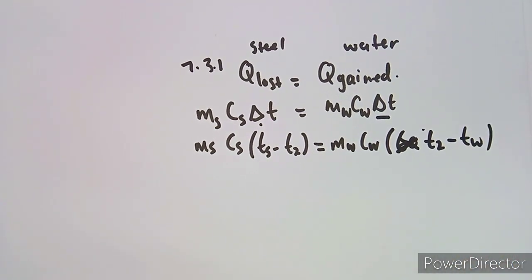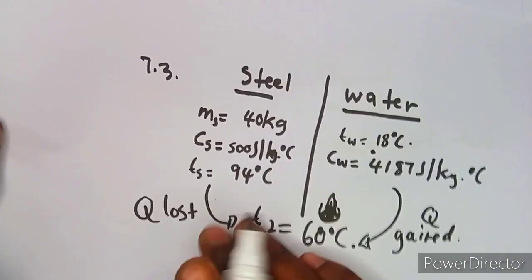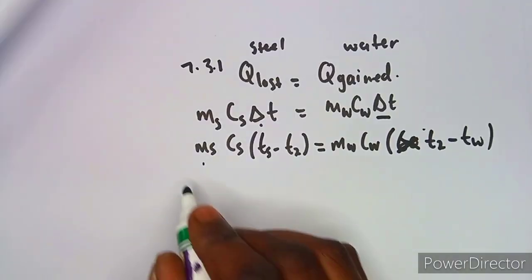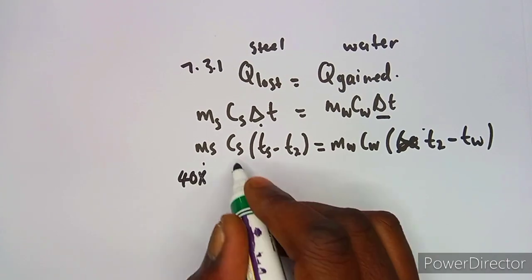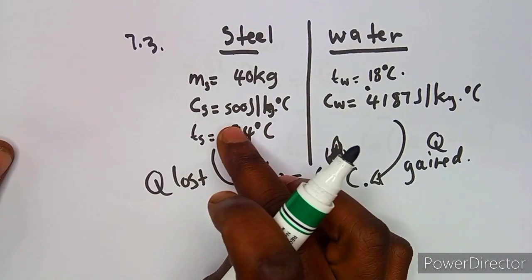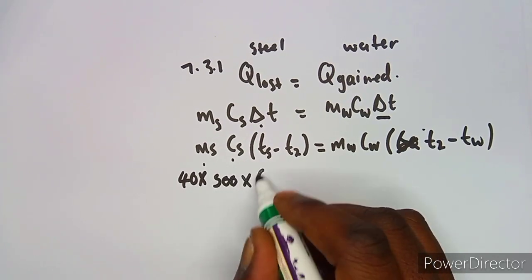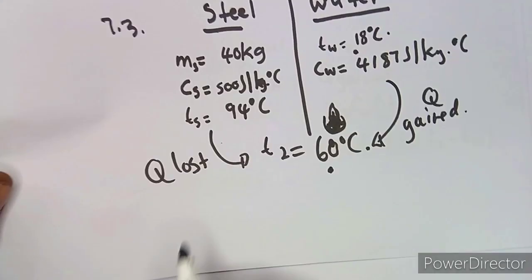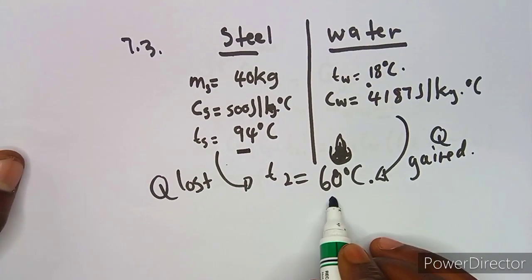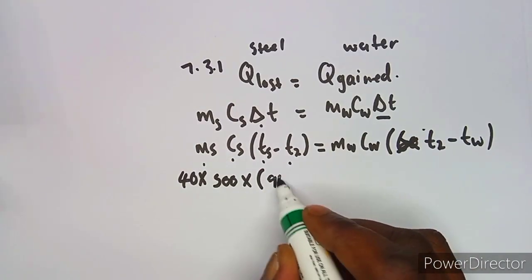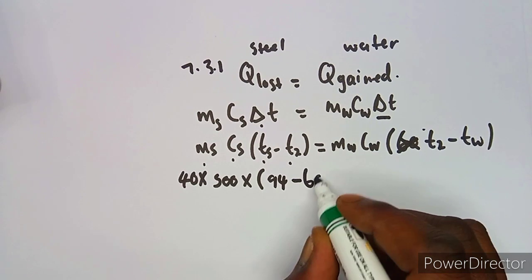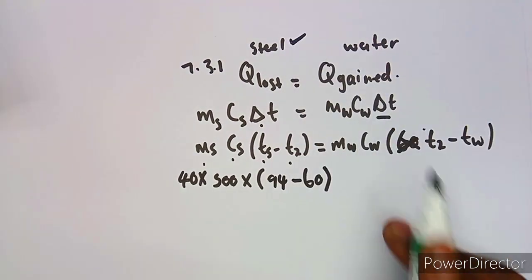All right, so now let's substitute. We've got the mass of steel, that's 40. So we've got 40 times the specific heat capacity of steel, which is 500, times the change in temperature, that's the temperature of steel 94 minus T2, 60. So it's 94 minus 60, that's for steel. So you're done with steel.